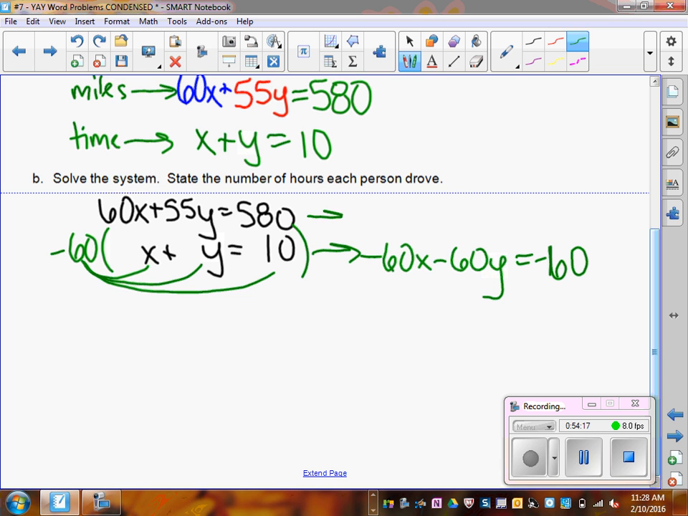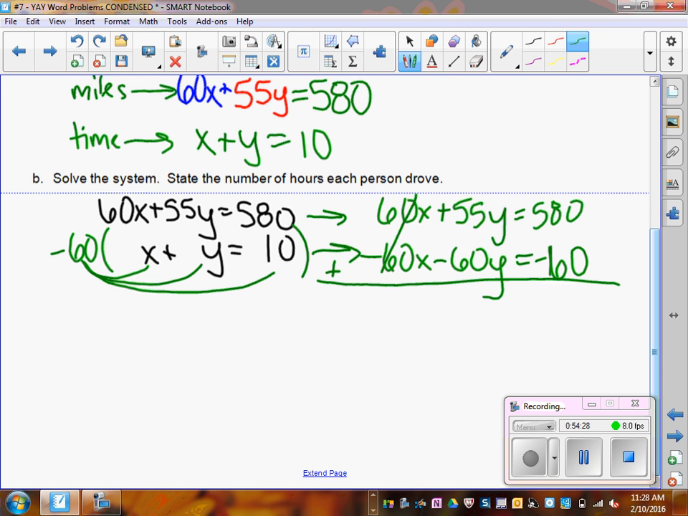Okay. And then my top equation, I'll just rewrite that. Right, and then add these together, my x's cancel. And then I end up having negative 5y left over. And 580 minus 600 would be negative 20. Alright, so let's take a look here. So now we need to divide by negative 5 to get y. I want to make sure I'm doing this correctly.